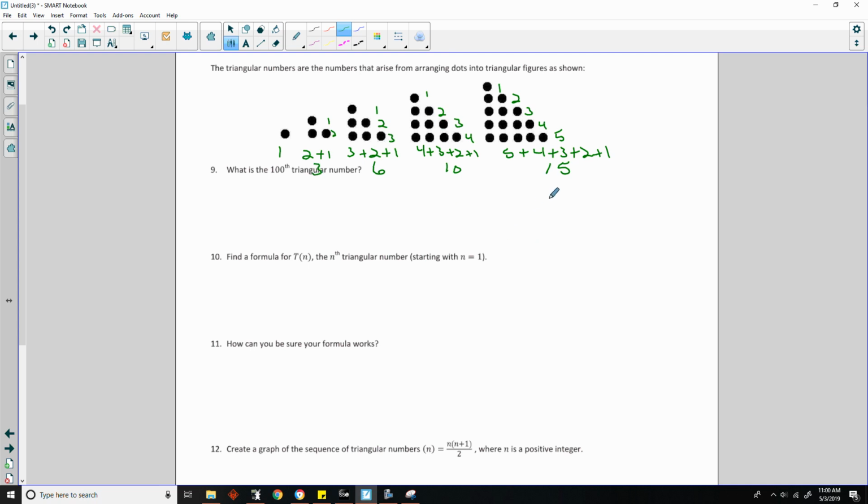So we have to come up with a formula. Consider using T for triangle and N for number of dots per row. So in this triangle, it'd be T of N equals 2 plus 1, which is 3, and T of N would be 3 plus 2 plus 1, which is 6, and so on and so on.